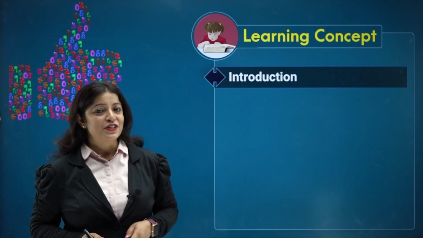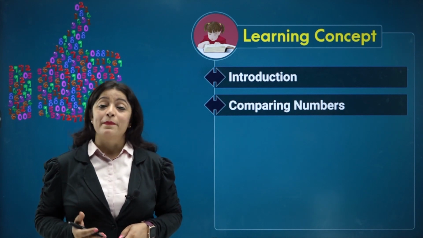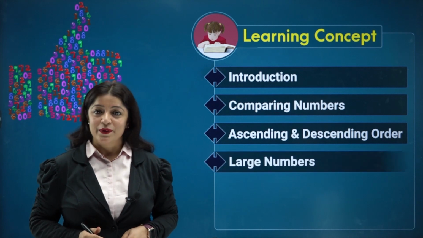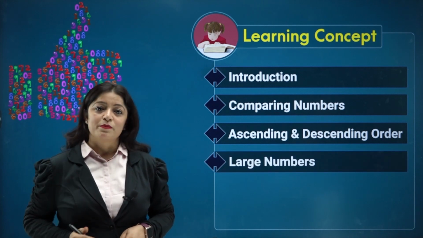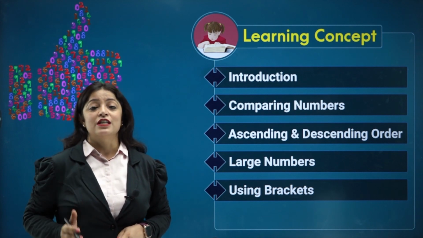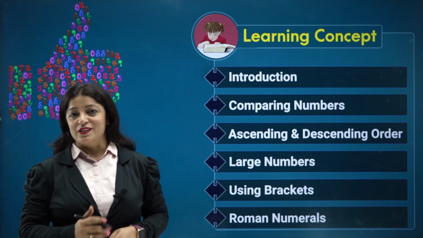We'll begin with first the introduction, then what you understand and how to compare different numbers, ascending and the descending order of the number. Then we have large numbers. After that we'll do some use of brackets using a certain rule. And finally we'll start with Roman numerals.